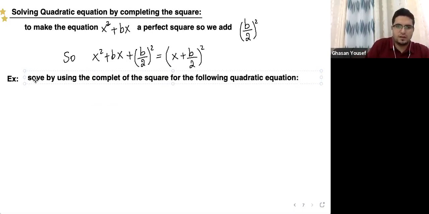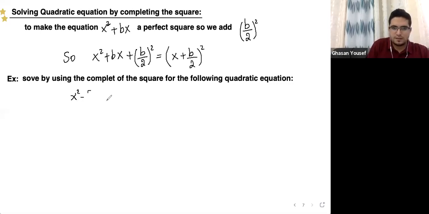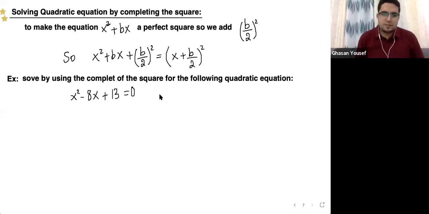So the quadratic equation is as follows: x squared minus 8x plus 13 equals 0. So this is my quadratic equation, x squared minus 8x plus 13 equals 0. The question is, solve this quadratic equation by using the completing the square method.